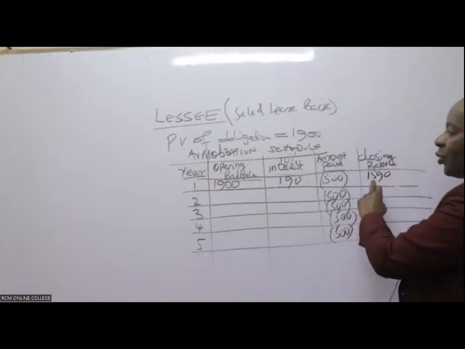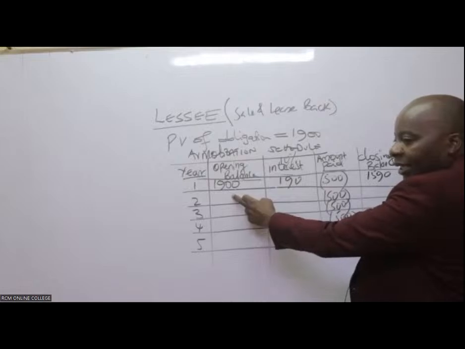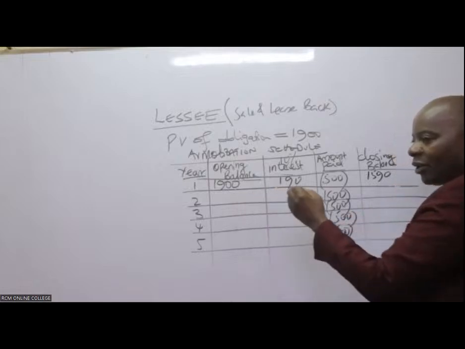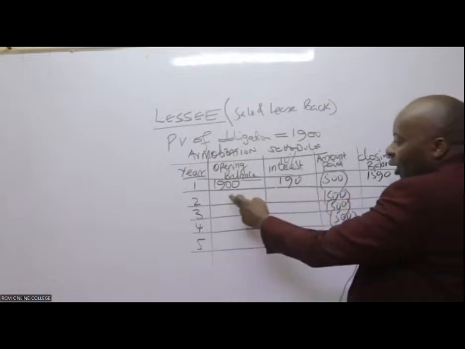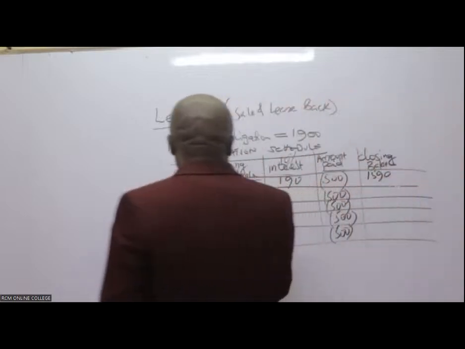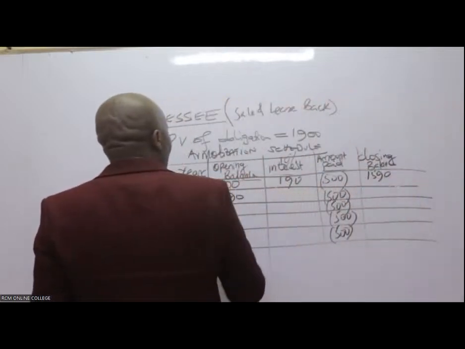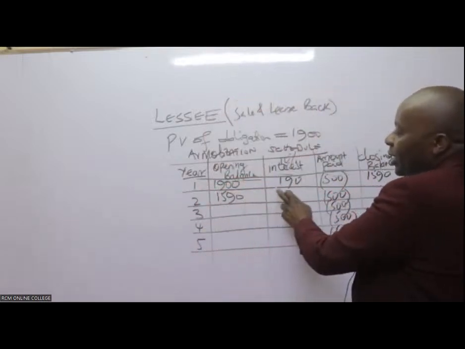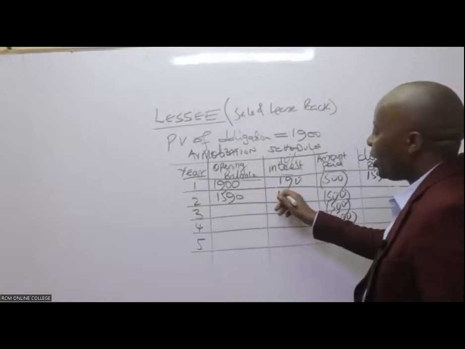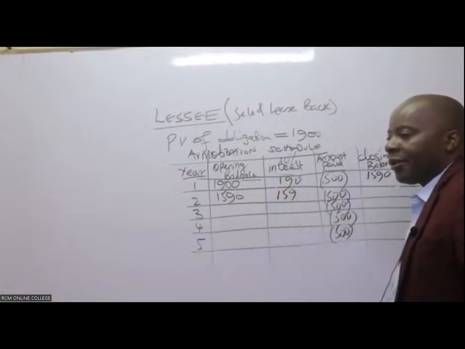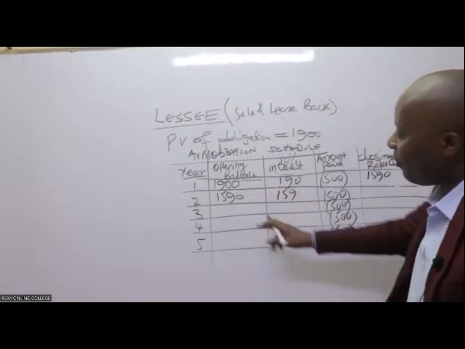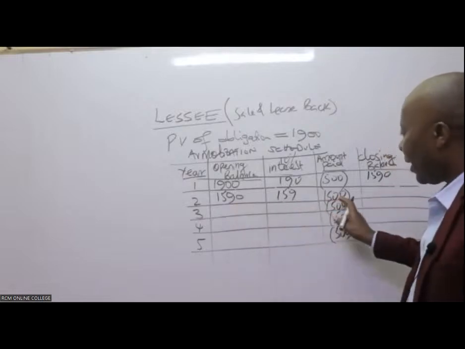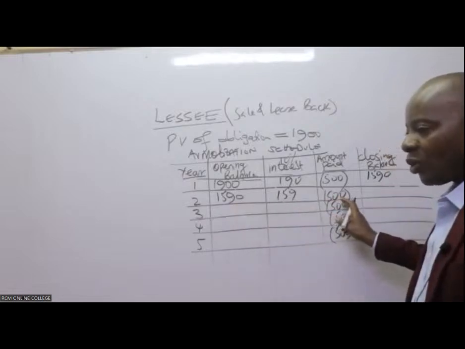So this 1590 is what we carry forward here, isn't it? I hope you're together. We have 1590 here. Could you kindly give me the interest on this 1590? The interest here will be 159. So we have 1590 plus 159 minus what we pay in year 2.